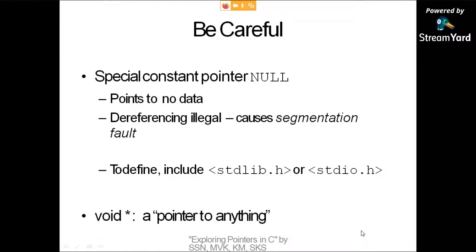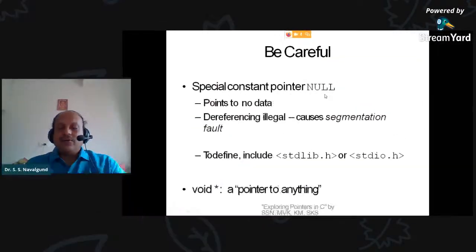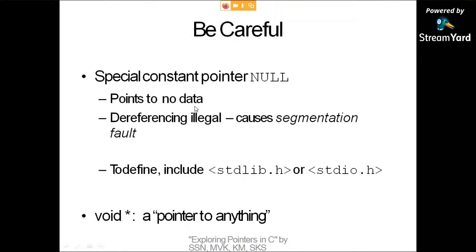Now, there are a couple of things we should be quite careful of. First of all, let's look at a special constant pointer called null. It actually means that it points to no valid data. I think we have experienced this when we were talking of the data structures course in the college. So when you declare a pointer, if it should not be pointing to any invalid memory location, it's always a good programming practice to make it point to null.